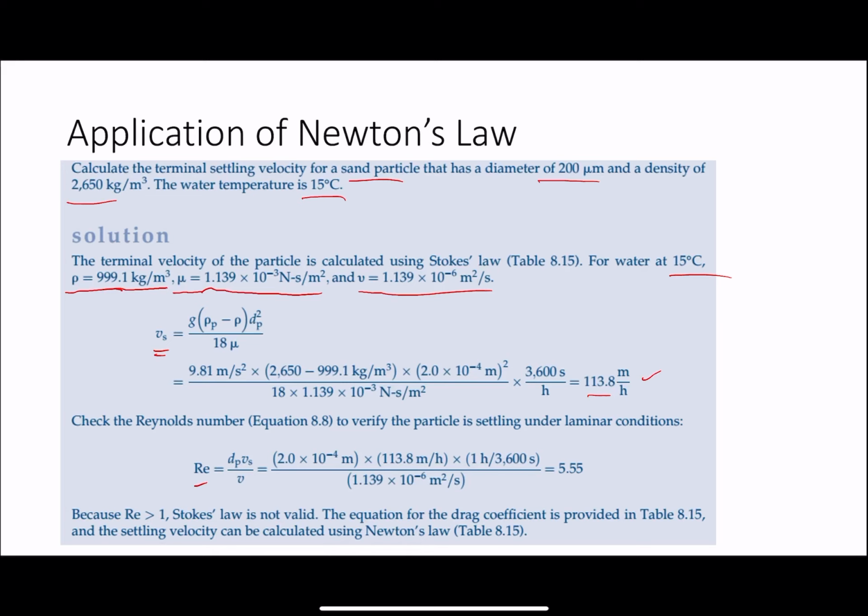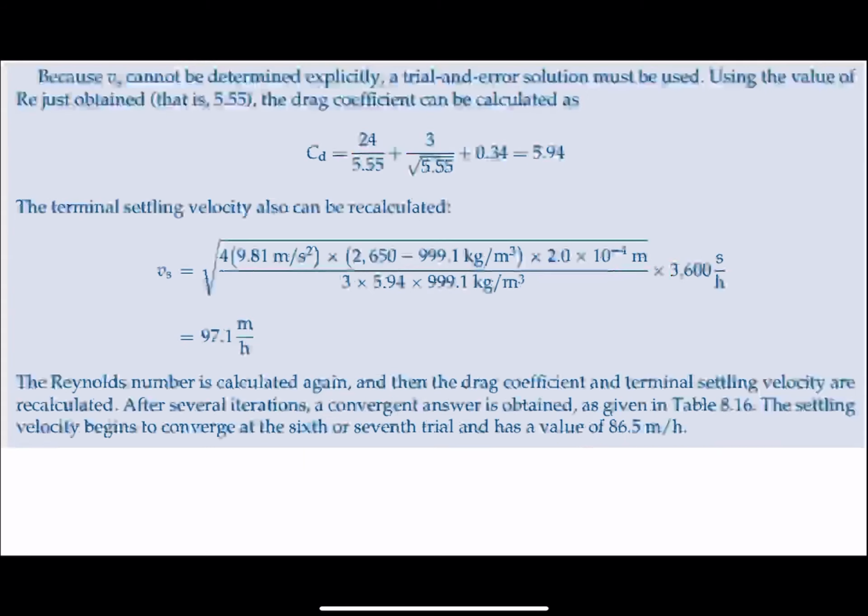Let's check the Reynolds number. Here you use dynamic, and here you use kinematic. So for the Reynolds number, we use v here, and you'll end up with 5.55. That's greater than 1. So the Reynolds number is showing that this is not laminar. So you cannot apply Stokes law. Stokes law is not valid in this range. So now we have to apply the other method.